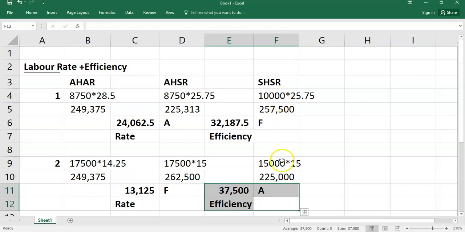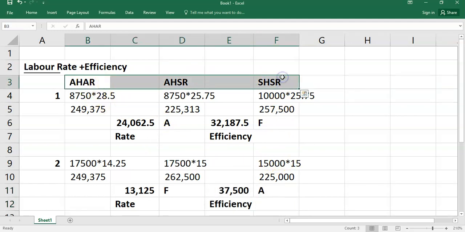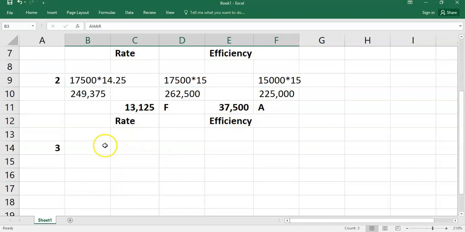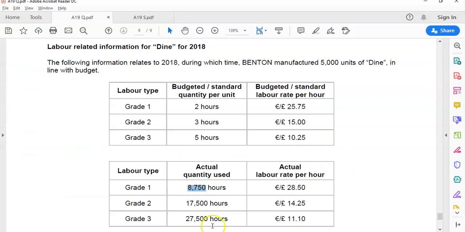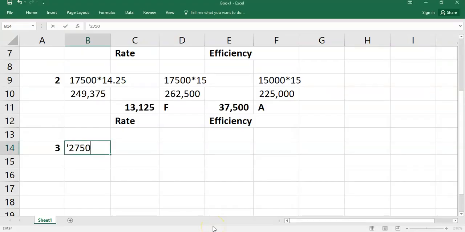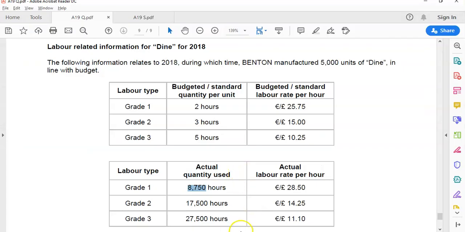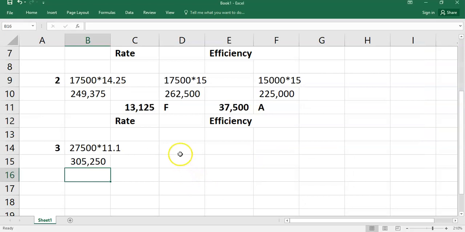It's just getting the right information in the right format, and that's why I like this 3-column approach. It's very clear to you for studying, and it's also very clear to the examiner where it's coming from. And finally then, for grade 3, 27.5 times 11.10, which is 305.250, and the standard rate per hour was 10.25. So that is 27.5 times 10.25.